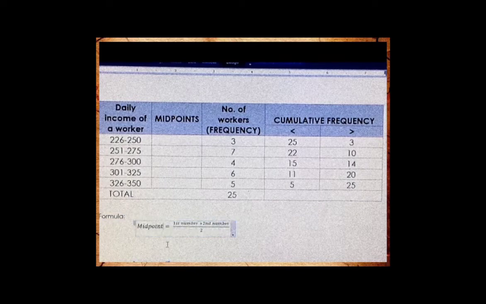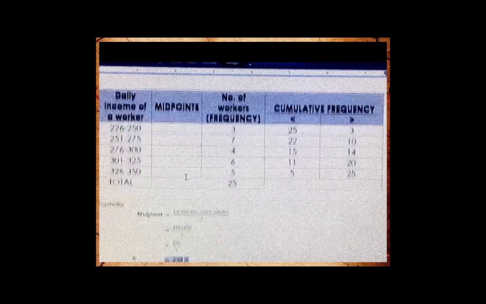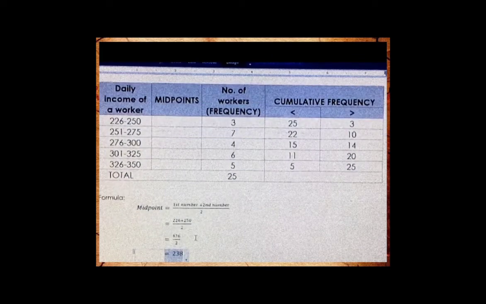So to find the midpoint, the formula is: midpoint equals the first number plus the second number, divided by 2. So the first number here is 226 plus 250 equals 476, divided by 2 is equal to 238. So 238 is the midpoint of the given numbers 226 and 250. So let's proceed to the second number.